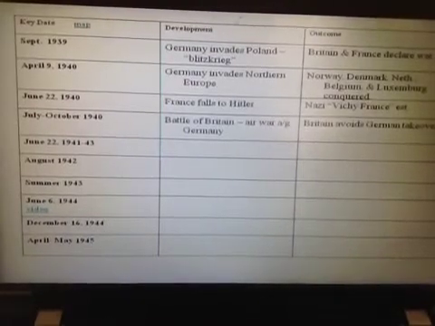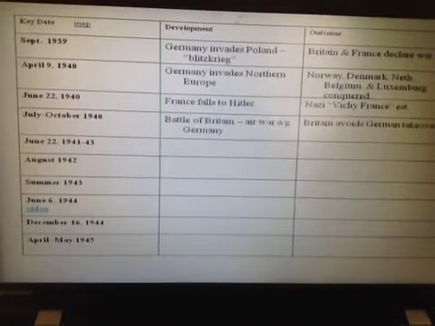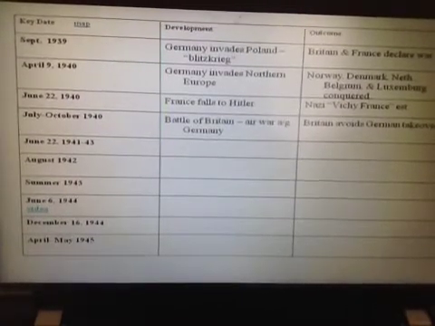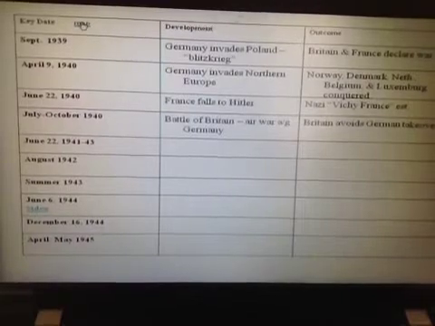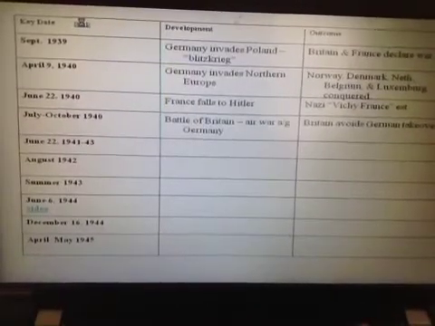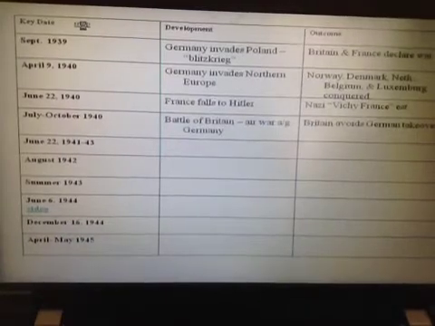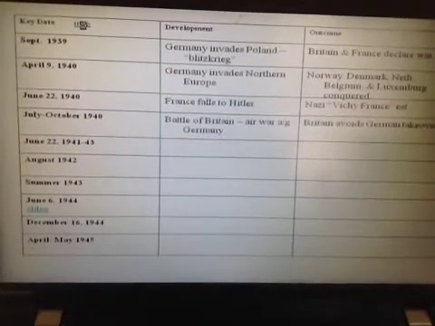And then we're getting to June of 1941, so let's head here to the map and just make sure that now we understand what Europe really looked like at this time.